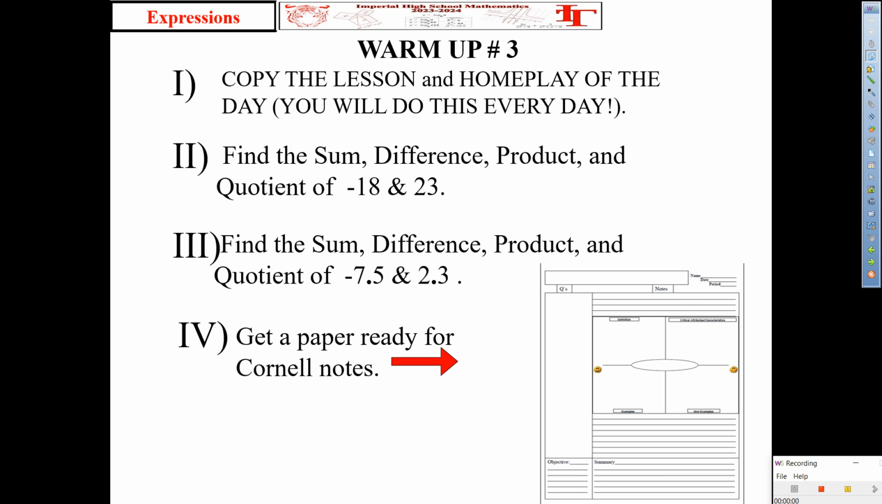And number 4, get a paper ready for Cornell notes. Once you're done with your warm-up, set up your Cornell notes like this, and then we're going to leave that prayer model for a little bit, and then we're going to start the notes in the back as soon as we get there.